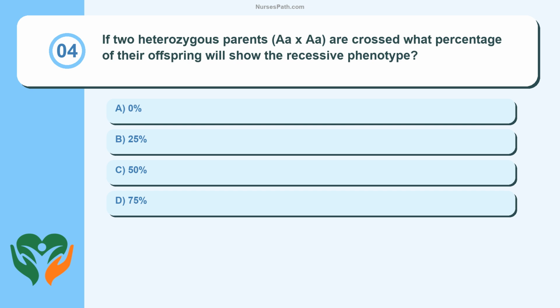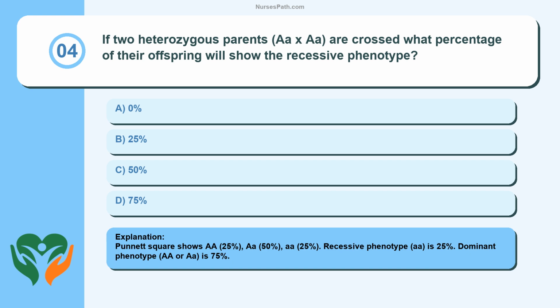Question 4. If 2 heterozygous parents, Aa x Aa, are crossed, what percentage of their offspring will show the recessive phenotype? 0%, 25%, 50%, 75%. The Punnett square shows AA 25%, Aa 50%, aa 25%. The recessive phenotype, aa, is 25%. The dominant phenotype, AA or Aa, is 75%.